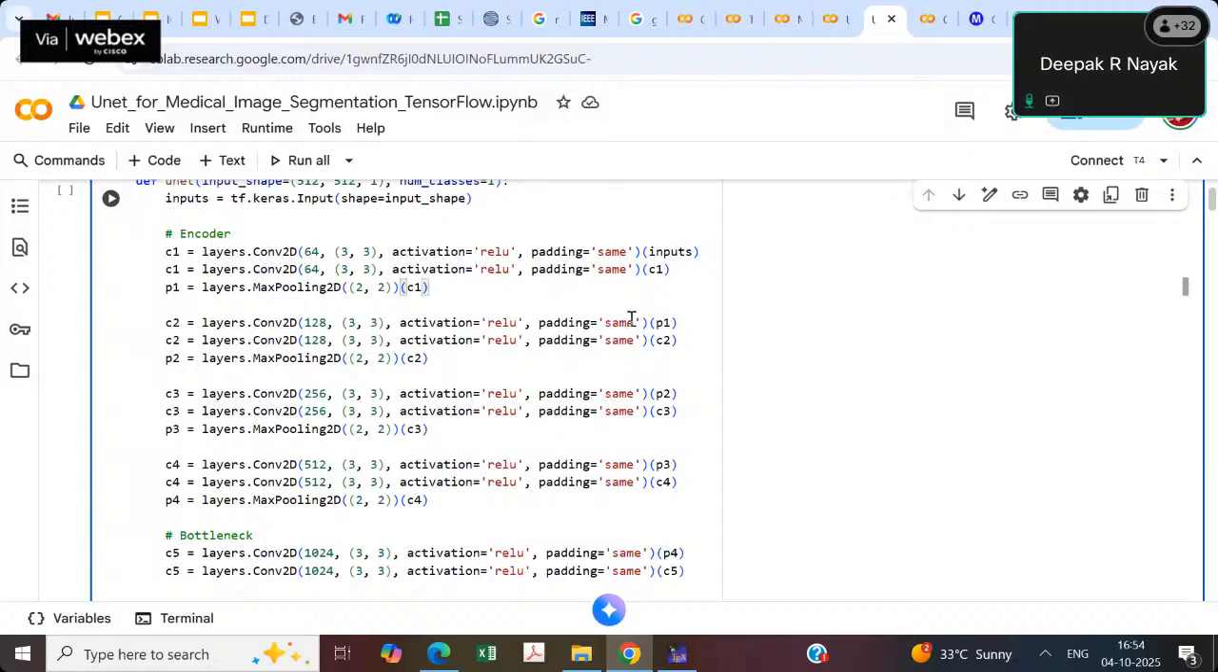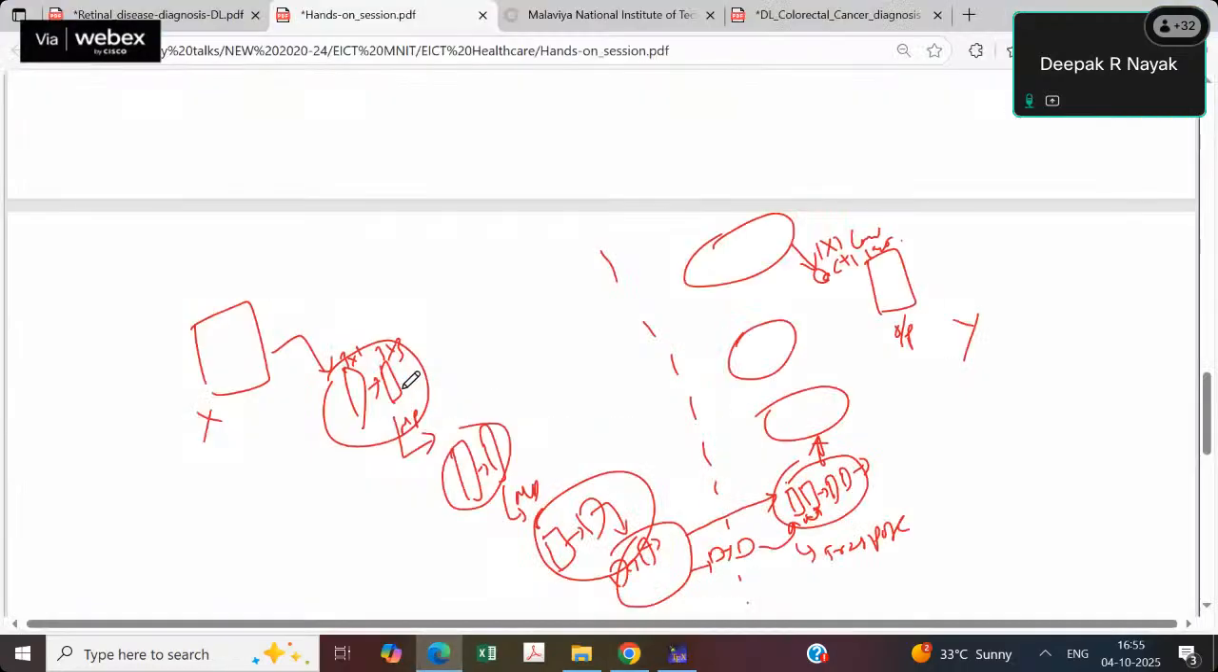P1 is going to be the input to the next stage. And then you'll be having 2 sequential convolutional layers having 3 cross 3 filter. ReLU is the activation function. Then you will apply max pooling. Then again, the same process is repeated over 4 times. That means it will be having 4 stages like this: stage 1, stage 2, stage 3, stage 4. There will be some bottleneck layers at the end.